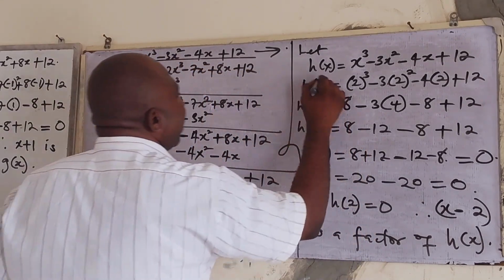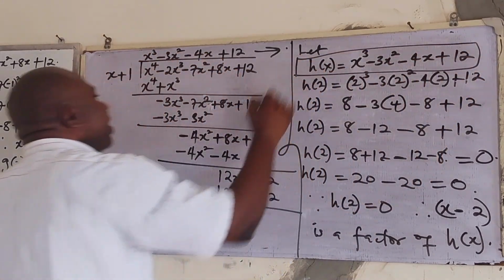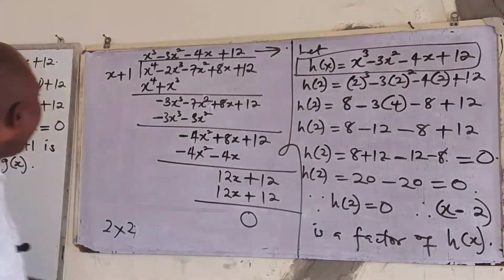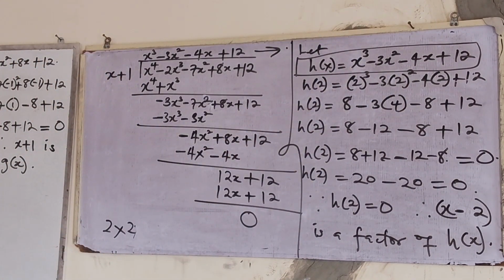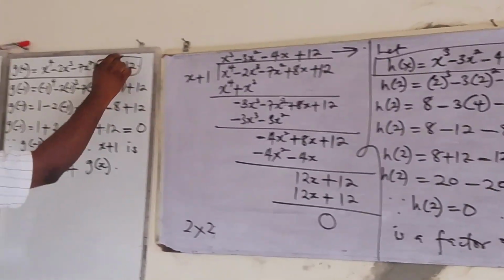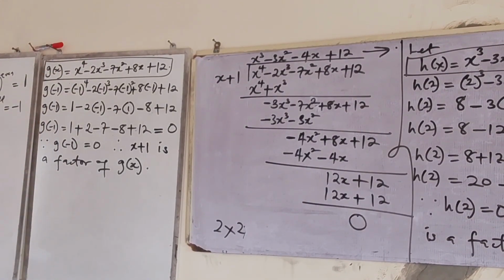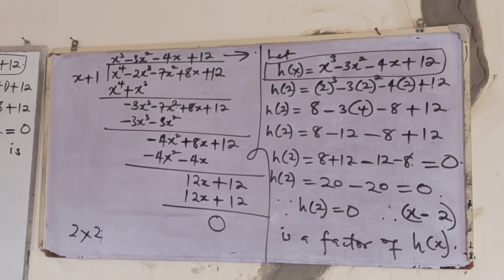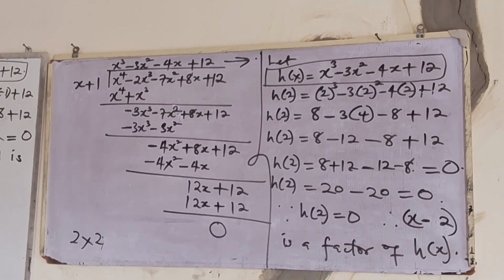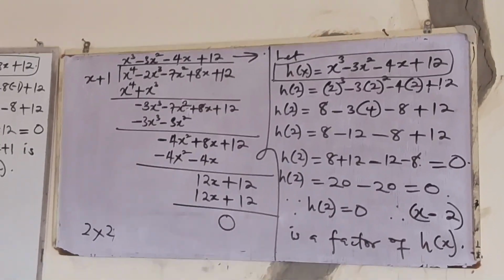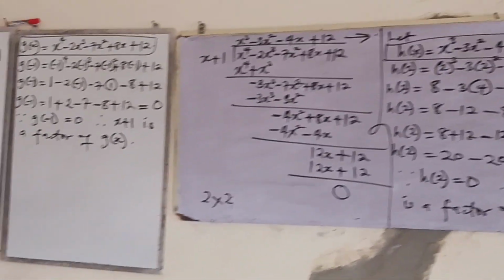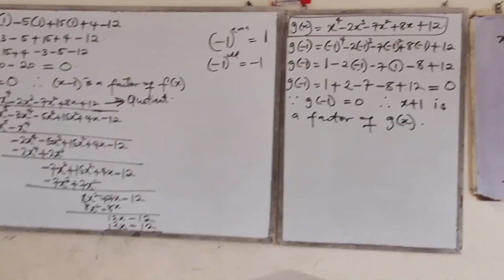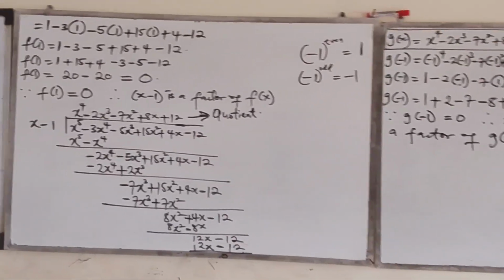I remember these are h of x. Now this is a cubic expression, while here this g of x is a quadratic expression. So now we're going to be dividing the factor by the dividend, that's the h of x. So it therefore means that we are going to have h of x.